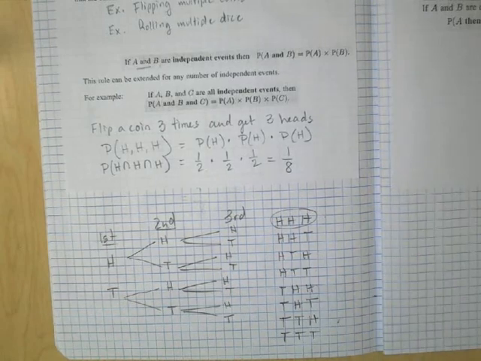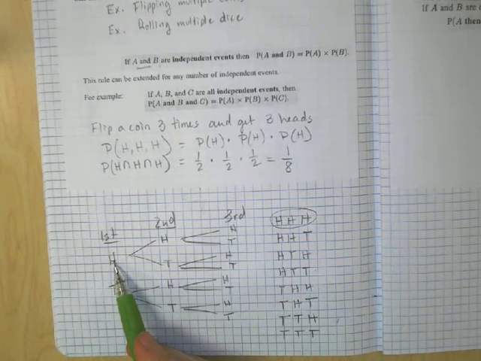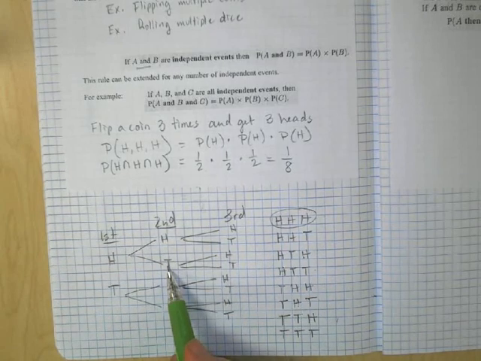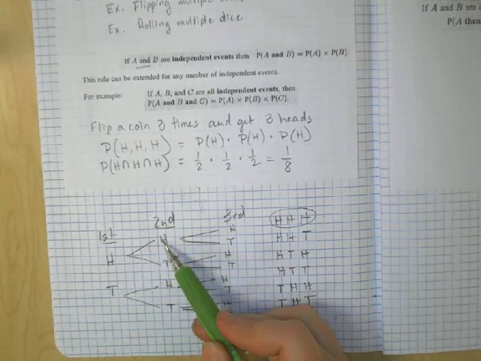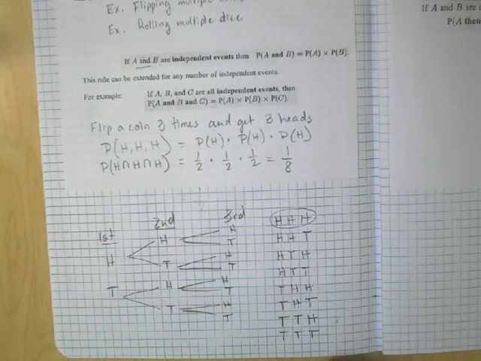Okay, so that's an example of an independent event. Each time I flip the coin, it doesn't care what happened before. It doesn't care that I already got a heads. The second time I flip it, it could still give me heads or tails. And again, it doesn't care if I did heads twice in a row. The third time, it still could give me heads or tails. It's equally likely that that's still going to happen. All right, so those are independent events.